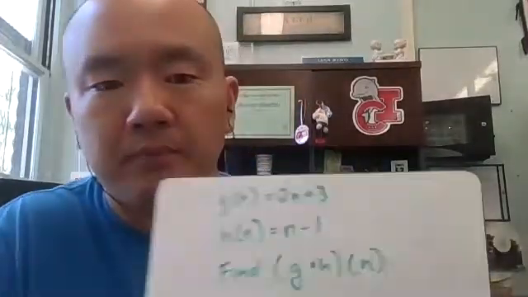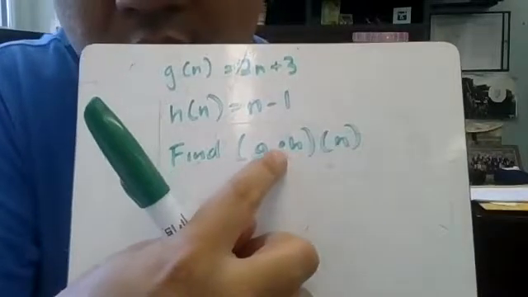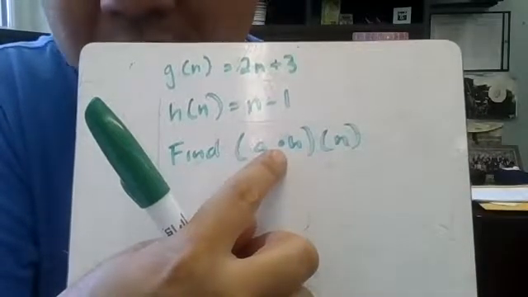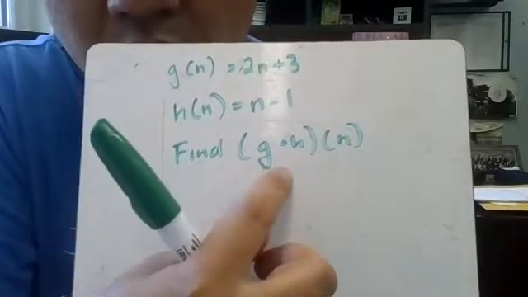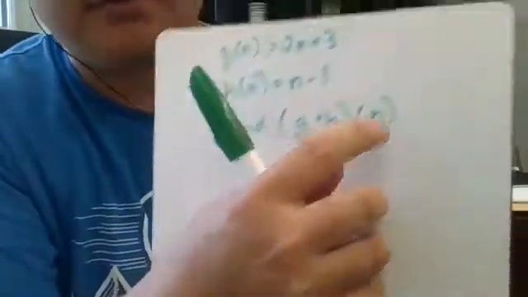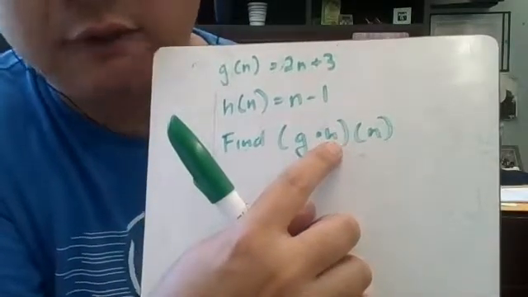Okay, so this is a little different. In this case right here, this is not a multiplication sign. This is a composite function. Okay, all right. So what you're going to do is look at the rightmost function right here. You're going to work with that first. Okay, so this is the h function.